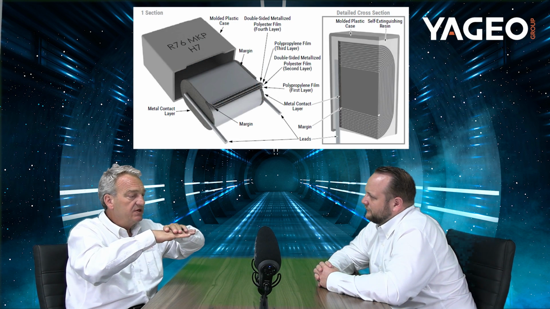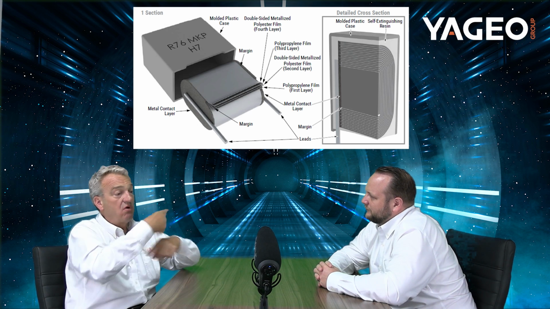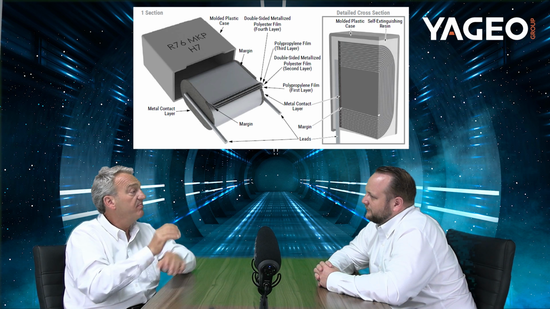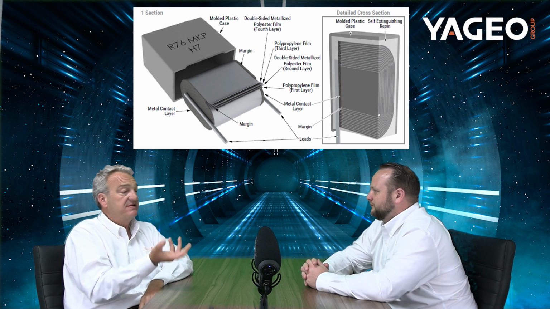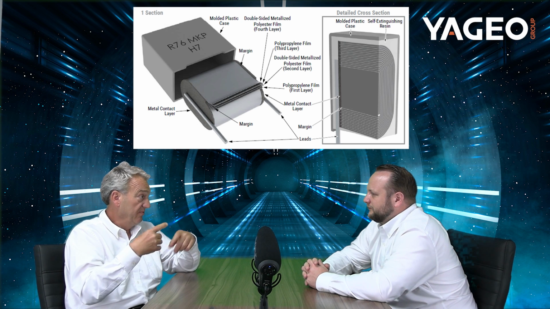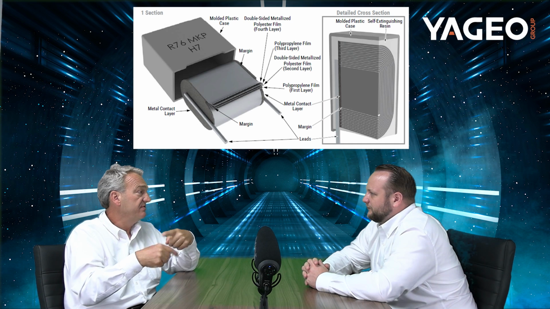So we take those 2 layers of saran wrap with the metallization, you offset them slightly, and then you just wrap them together. You roll them up, and then you flatten them and put them into some kind of box and fill it with epoxy. The box and the epoxy are to environmentally protect this wound film element, but the actual capacitor piece is that wound 2 layers of film.